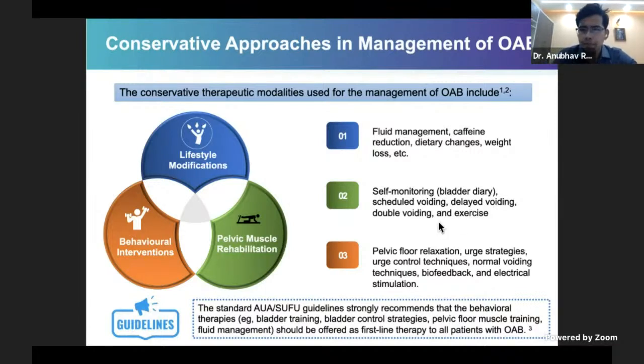Double voiding is like go for urination, then 15 minutes later again go and void, so that the bladder is completely empty and you don't get unscheduled urges. Exercises again, then pelvic floor relaxation, urge strategies, urge control techniques. Biofeedback is where you contract your pelvic muscles and feel that yes, you've contracted the muscles. So these pelvic exercises have helped the patients in getting control over their urinary frequency and urgency.